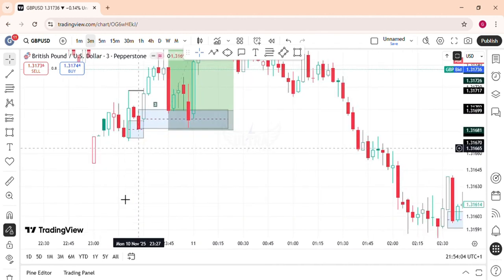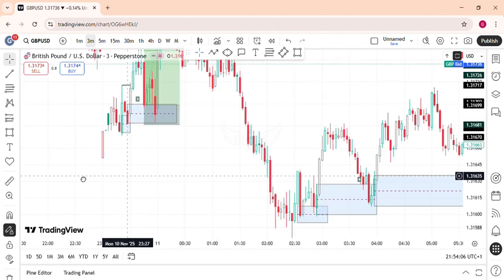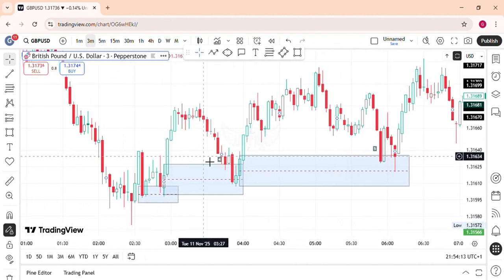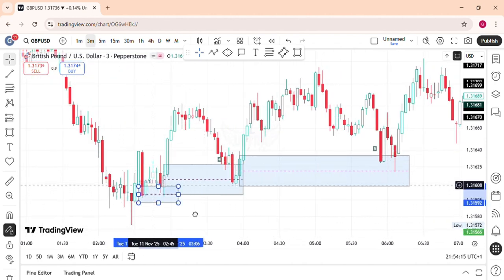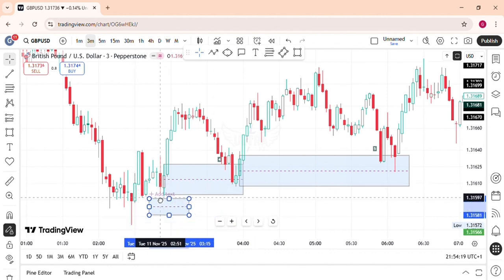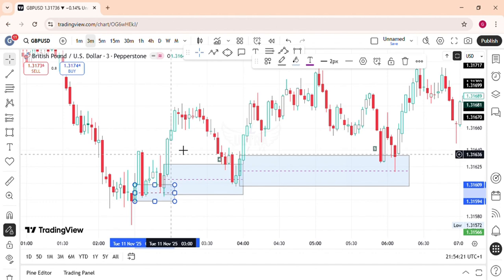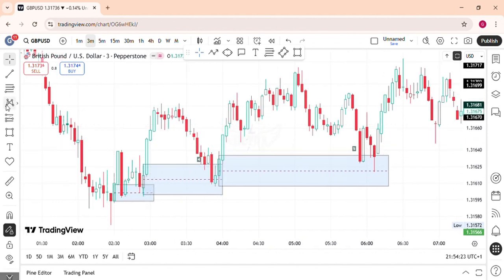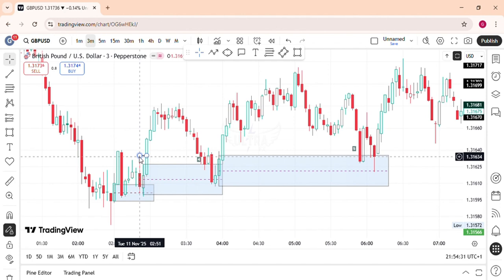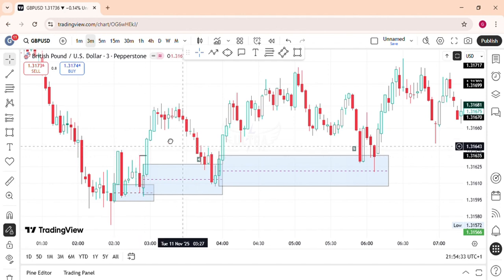The next trade happened to be on Tuesday, and we have our trade here. We have market tapping into this area, fair value gap is being seen, and the next thing is to look for a break of structure. Now yes, we have a break of structure here. Market broke above this previous high and the fair value gap here.